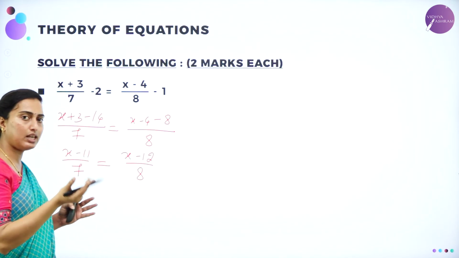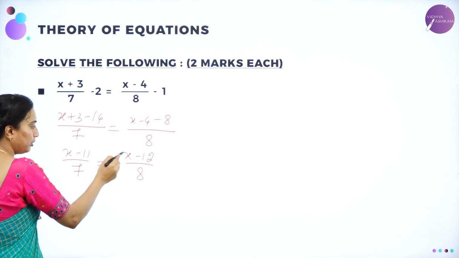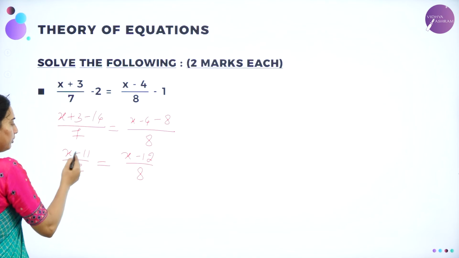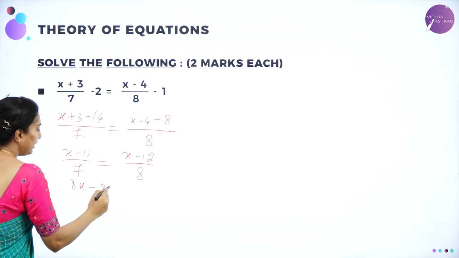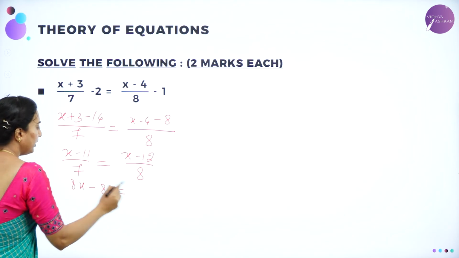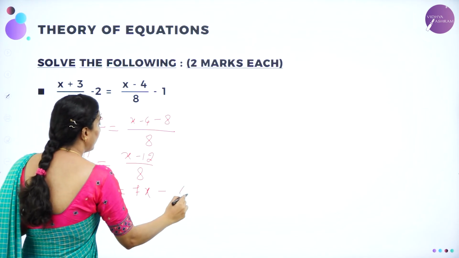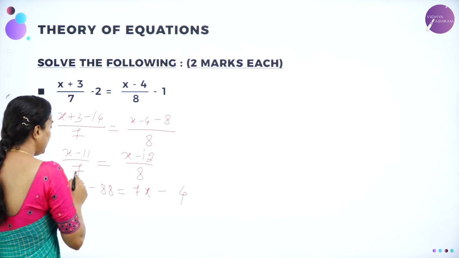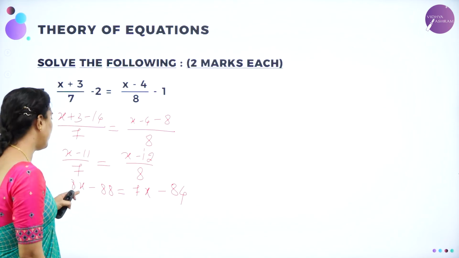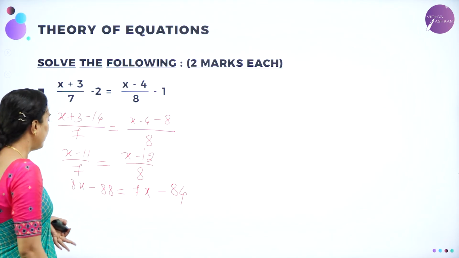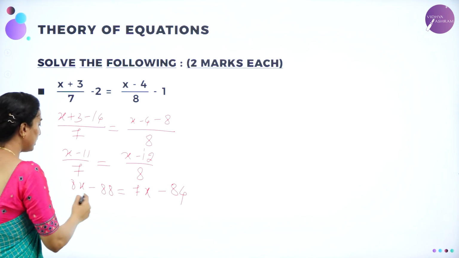Now how are you going to do it? Same as the first problem. Now you can cross multiply: 8 to here, 7 to here. So cross multiplying 8 to here, 8 into x is 8x, minus 11 8s are 88, is equal to 7 into x is 7x, 12 7s are, so 7 2s are 14, 7 1s are 7 which is 8. Correct? 12 7s are 84. Now you can take all the terms of x to that side, constant terms to that side.